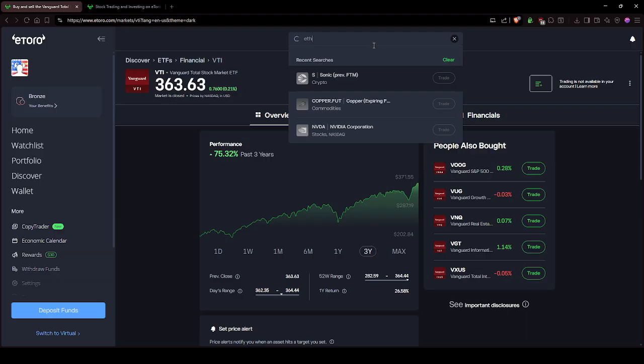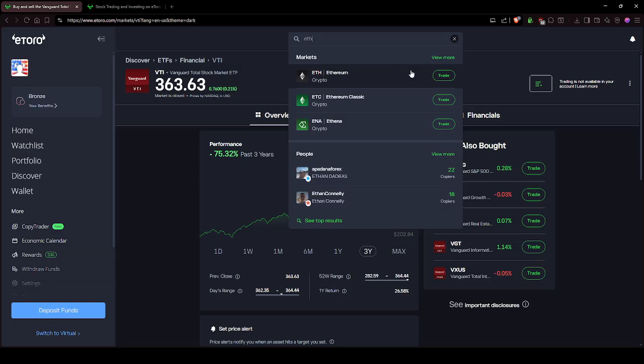This will take you to the Ethereum trading page, where you can see the current price chart and other relevant information about the cryptocurrency. To buy Ethereum, look for the Trade button on the right side of the screen. Click on it to open the trade window.